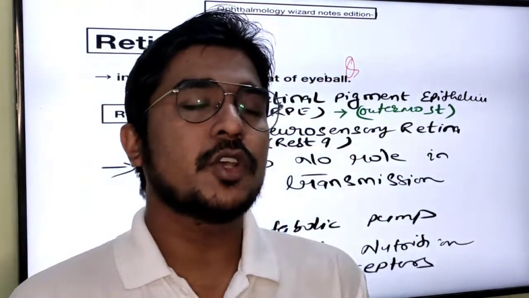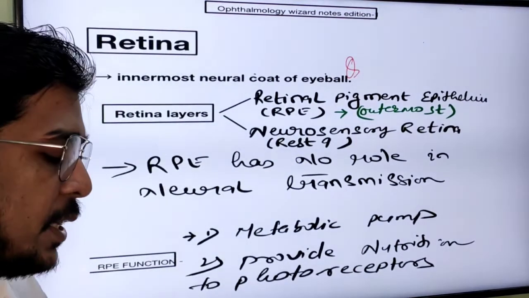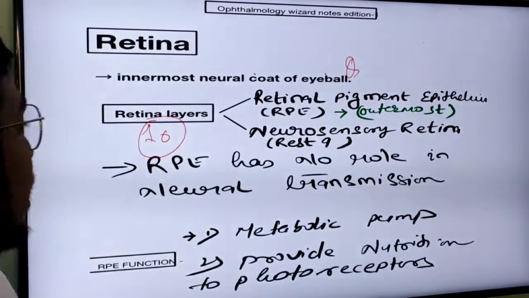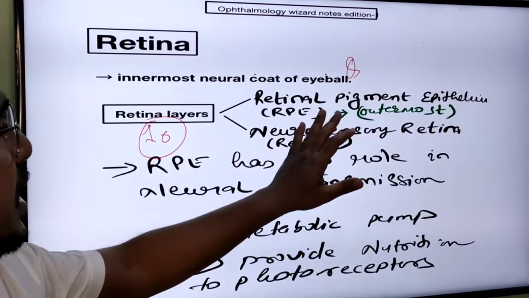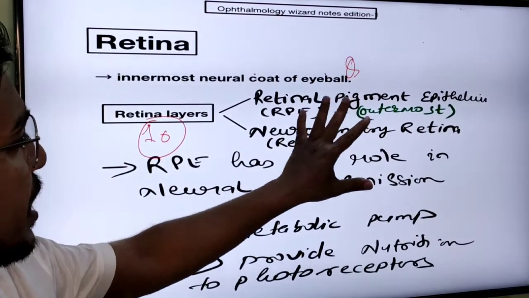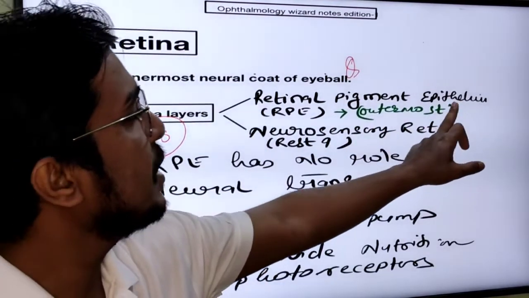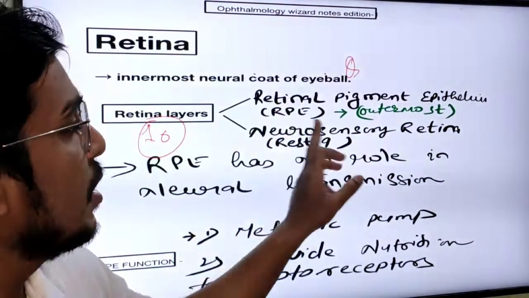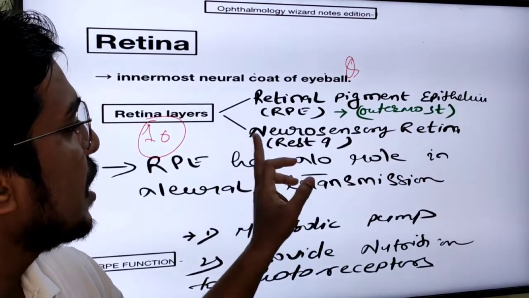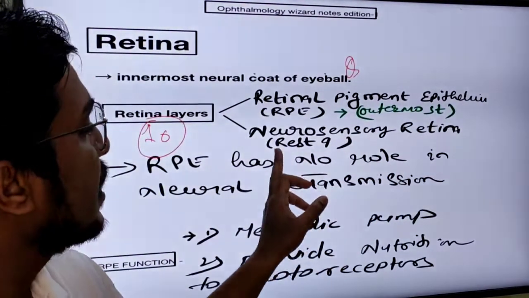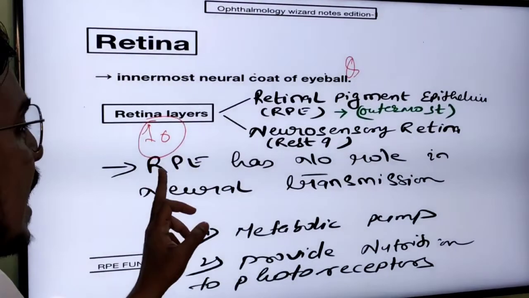Now, how many layers of the retina do you know? Yes, it is 10 layers. You know the 10 layers of the retina, right? I have divided these layers into two parts. The retinal pigment epithelium, also known as RPE, is the outermost part, and the other 9 layers are the neurosensory retina.